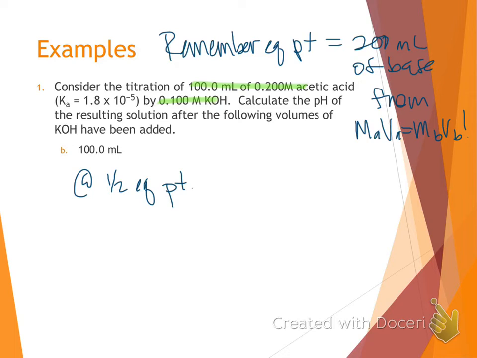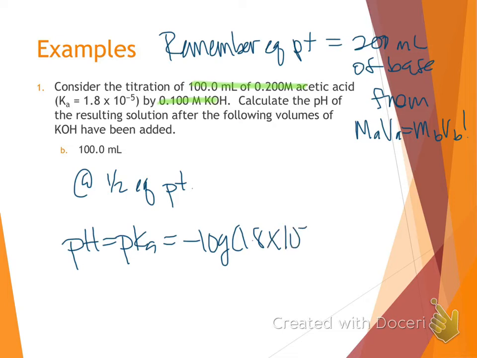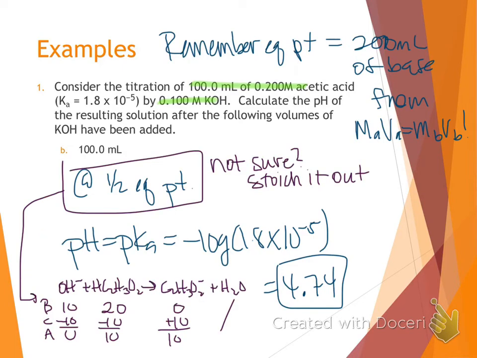And what is so great about the half equivalence point is it makes our life so easy to find the pH. At the half equivalence point, pH is always equal to pKa. pKa is just the negative log of our Ka value, 1.8 times 10 to the negative 5. With our true sig figs still, that would be 4.74. Easy as that. If you don't do that MAVA equals MBVB at the beginning and figure out your equivalence point is 200 milliliters and remember, oh hey, my half equivalence point is here at 100 milliliters, we can still stoich it out. So if you were to stoich that out, we're adding strong base, which is just our OH minus, to the acetic acid.